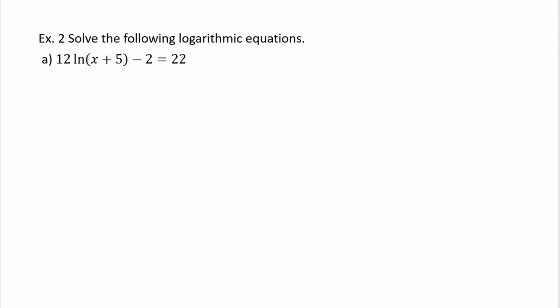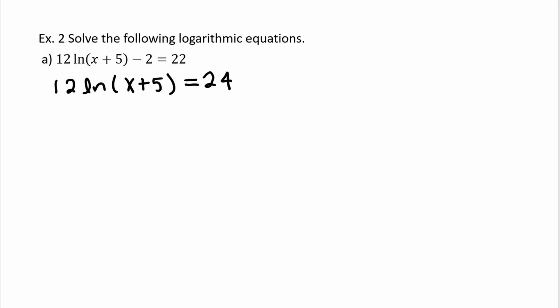Solve the following logarithmic equations. Part A, 12 times the natural log of the quantity x plus 5 minus 2 equals 22. The process is, if there's no logarithms to combine, then begin by isolating the natural log. So we'll begin by adding 2 to both sides. Then this equation becomes 12 times the natural log of x plus 5 equals 22 plus 2, which is 24.